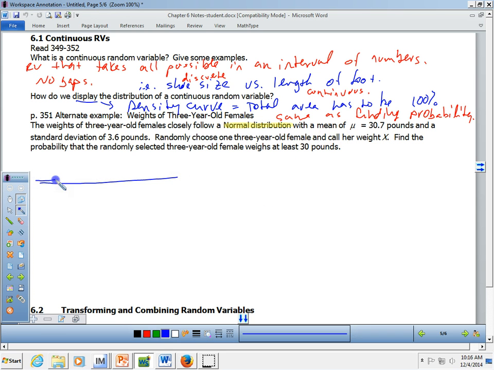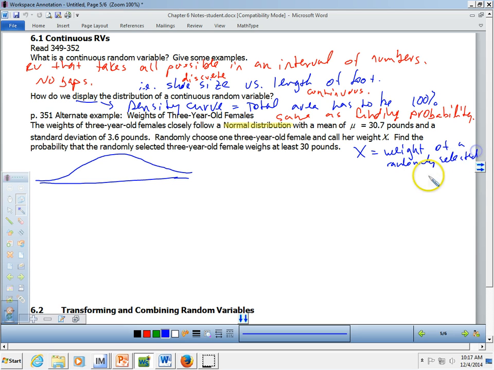So here's your normal curve. And this is to represent the random variable. Right? And so we're going to define the random variable as the weight of a randomly selected 3-year-old. Okay?